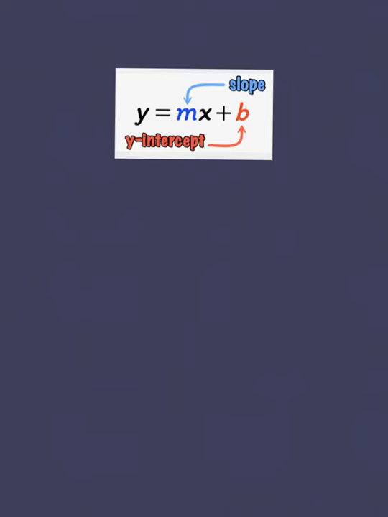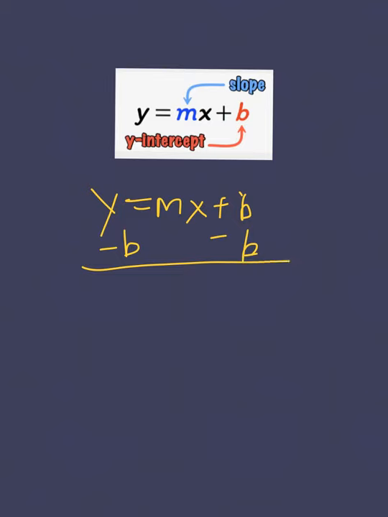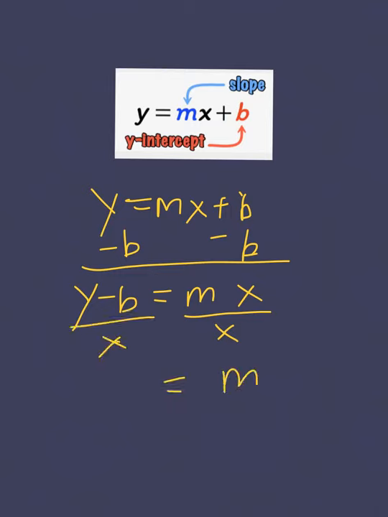So we're going to write down the equation, y equals mx plus b. And I think the first thing we're going to do is subtract b from both sides. So I get y minus b equals the slope times x. Then divide both sides by x. And you get the slope is equal to y minus b divided by x. And that's what I mean by solving for the slope.